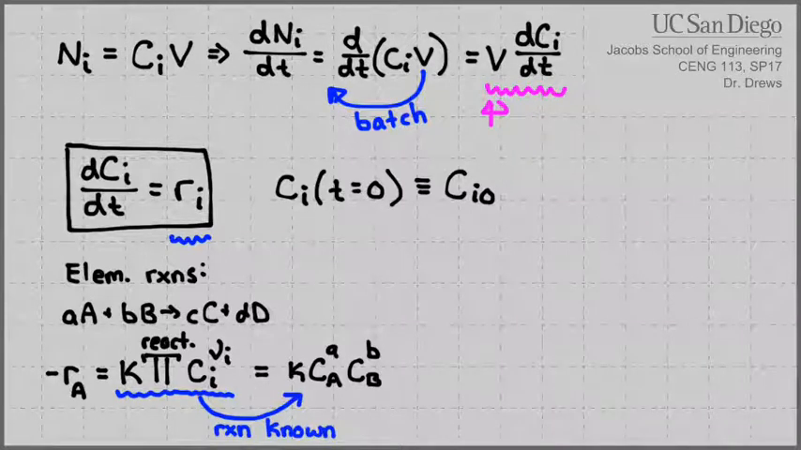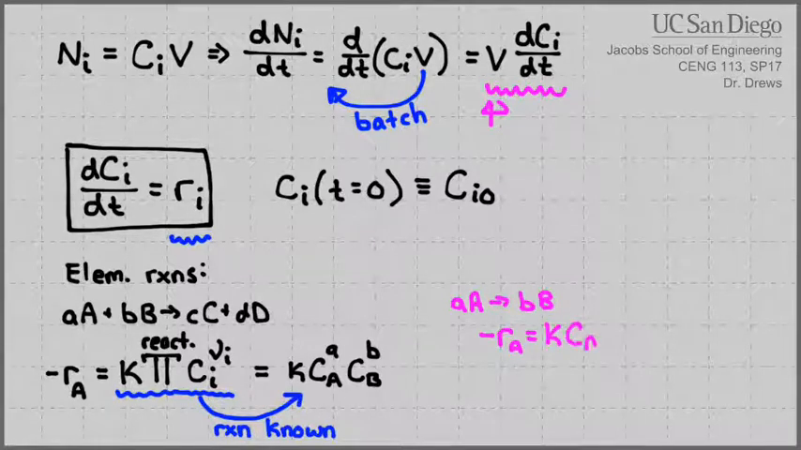If you had other reactions, I'll write a couple more over here. If you just had something like A goes to B, then you would have minus r sub A is equal to k C sub A raised to the a. Right, there's only one reactant in that system, so it's just C sub A to the a.